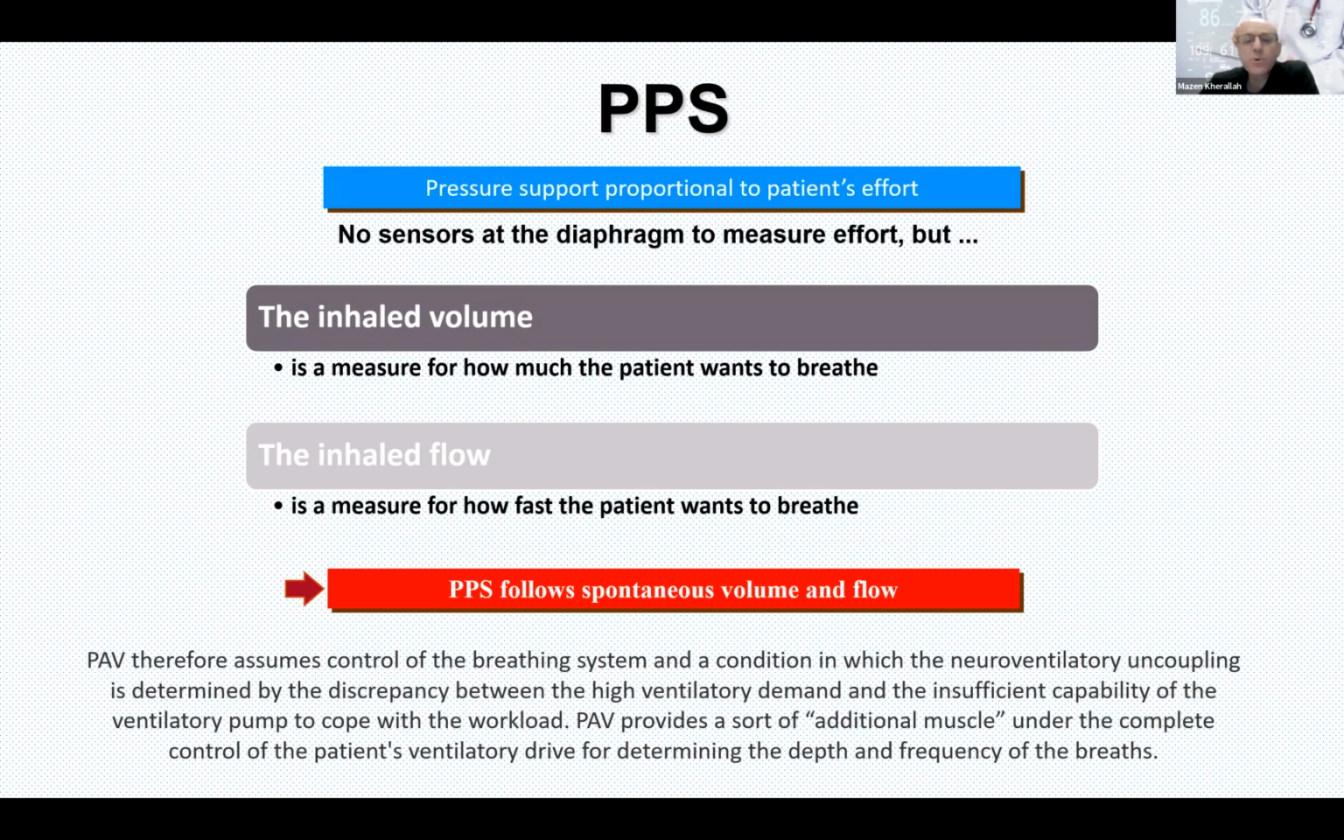Now, when we say pressure support proportional to patient's effort, there are no sensors at the diaphragm like what we have in NAVA to measure the patient's efforts. However, the inhaled volume is a measure of how much the patient wants to breathe. And the inhaled speed of that air, which is the flow, is a measure of how fast the patient wants to breathe. This way, if we measure the flow, we will be able to give a volume assist and a flow assist.